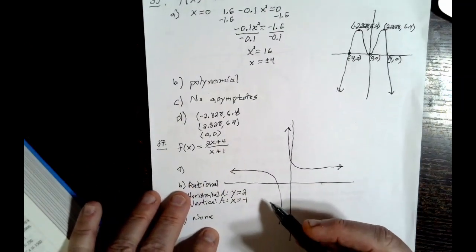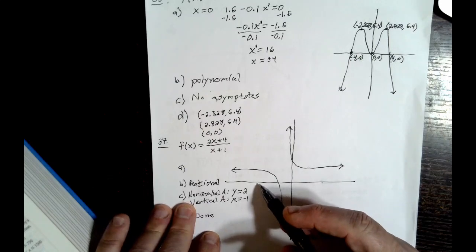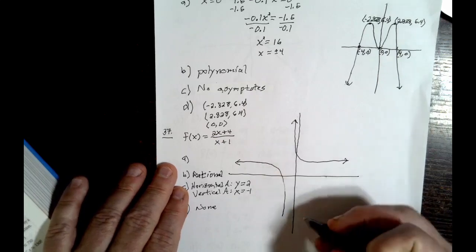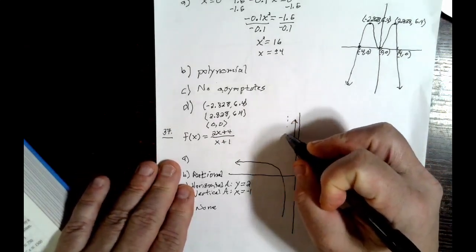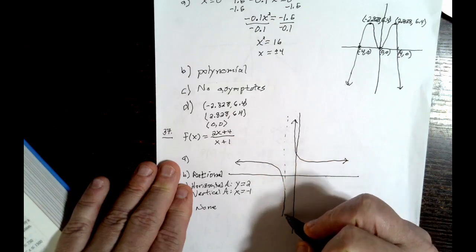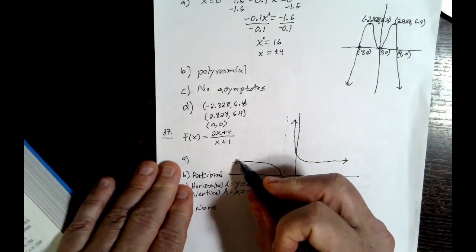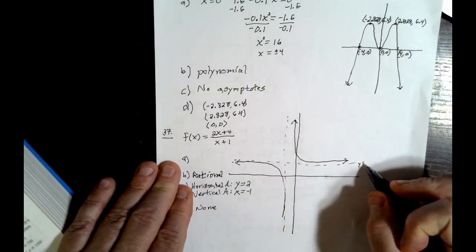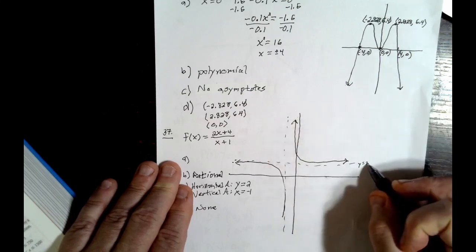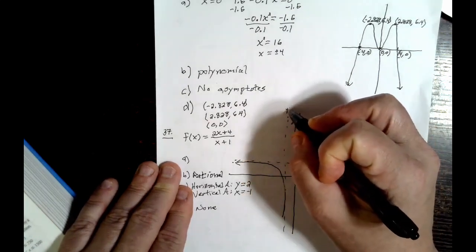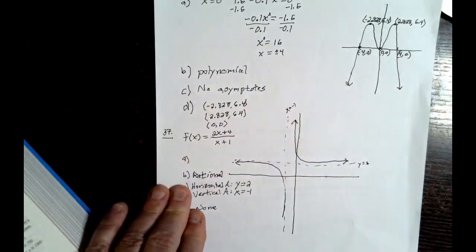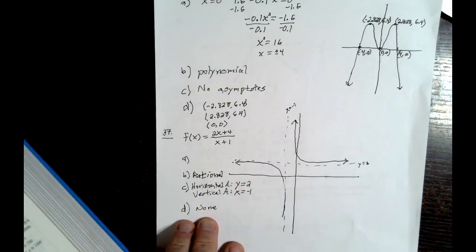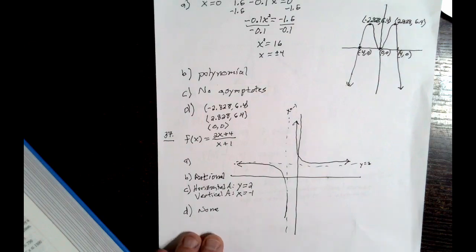So what about 37? 37 says same thing. So you get this guy. That's what the graph looks like, and it actually has an asymptote at y equals 2, and x equals -1. It's a rational function, and there you go with your horizontal and vertical asymptotes, and any key turning points. It has none.